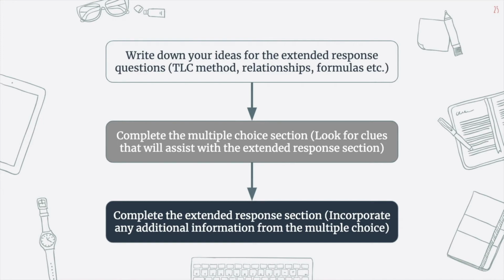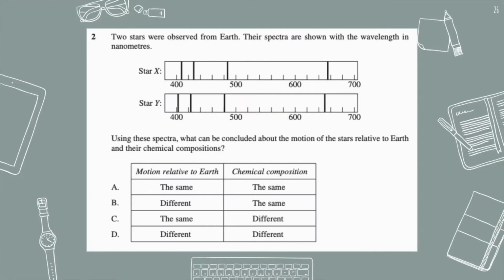Now, you can incorporate any additional information that you found from the multiple choice section, plus you can incorporate the notes that you've already made in that first little bit of planning time that you had before you started the examination. Let's see an example from last year's HSC paper to see how clues are present in the multiple choice section. Question number 2 in last year's HSC examination was a question that was looking at the spectral lines produced by 2 different sources. And we can see here in the question that the 2 categories they're looking at is motion relative to the Earth and chemical composition.